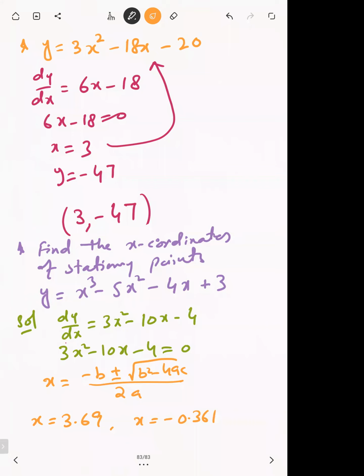Okay, now I hope you know the method of how to find the coordinates of stationary points. Now the next subtopic is the nature of stationary points.